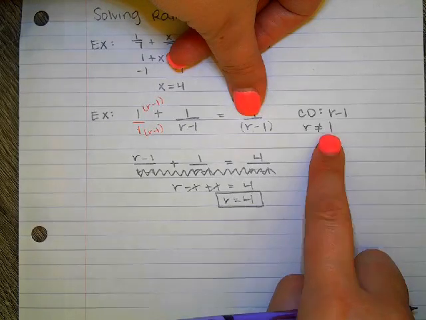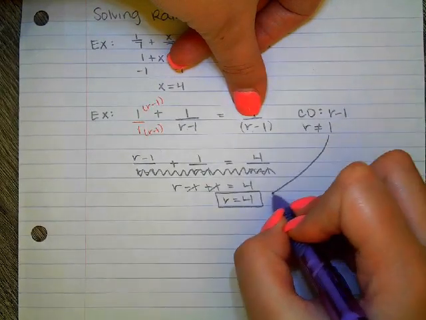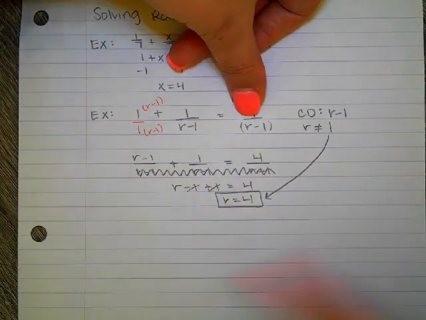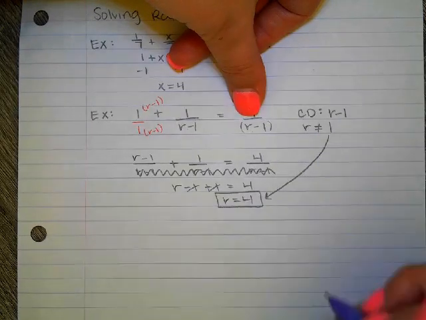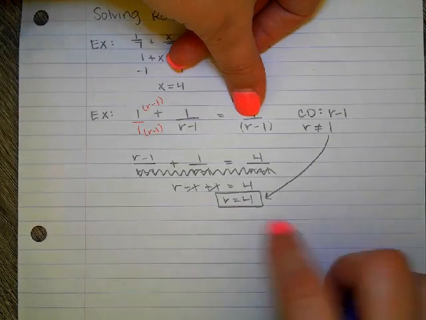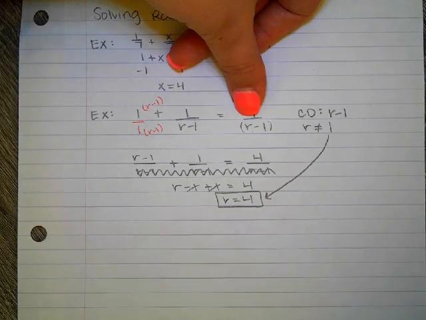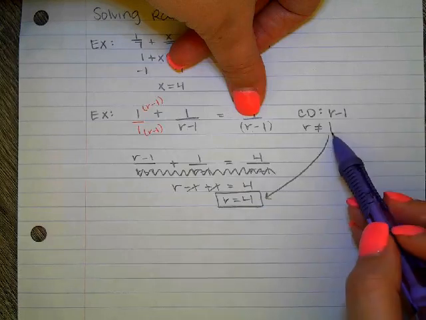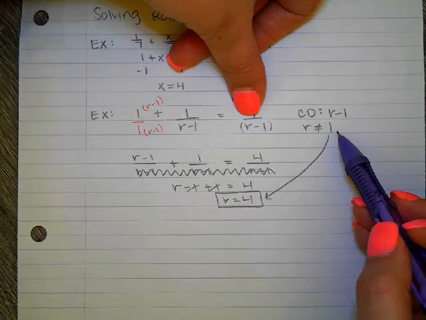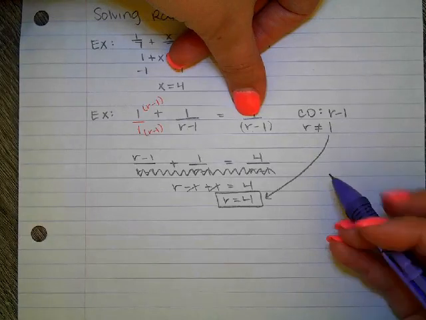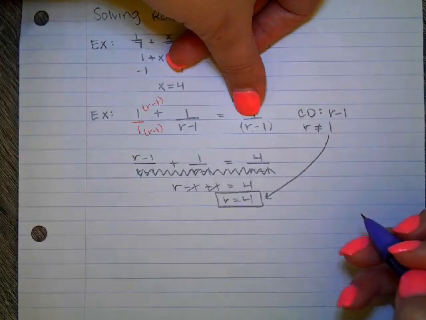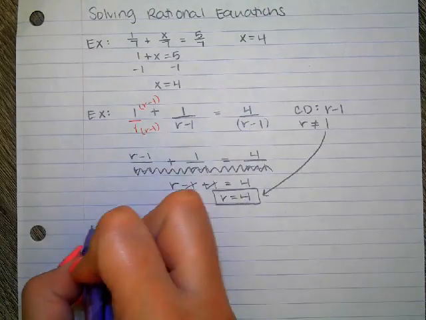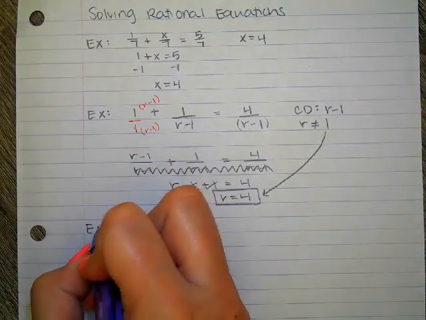Now, as long as this excluded value is not the same as the answer you got, you're fine. So 4 is a fine answer. I can have anything except for 1. 4 is not 1. I'm good to go. Most of the time, your answer is going to be okay. Every so often, your answer might be the same as the excluded value. And if that is the case, then there's no solution to this problem. I can't solve it. I'm going to repeat that again once we get to the next problem because I know that is the funky part of these problems.